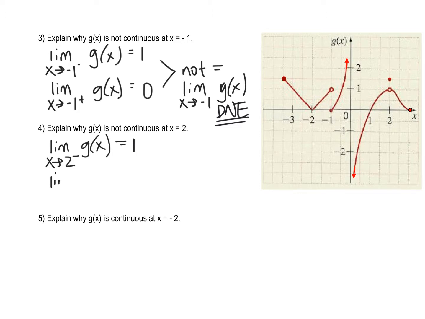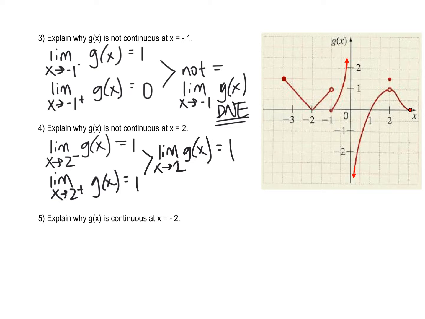Let's look at the limit as x approaches 2 from the right of g of x. So as I'm approaching from the right, I'm getting really, really, really close to also 1. Okay, so the limit exists, and the limit is 1. So the limit as x approaches 2 from either side, g of x, equals 1. Okay, so it passes test number 1.